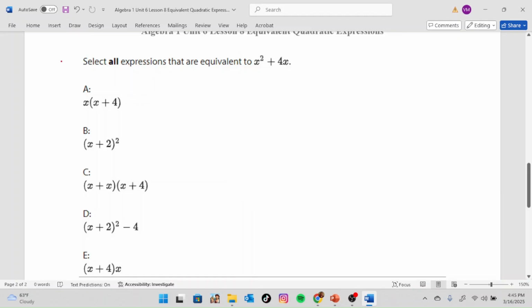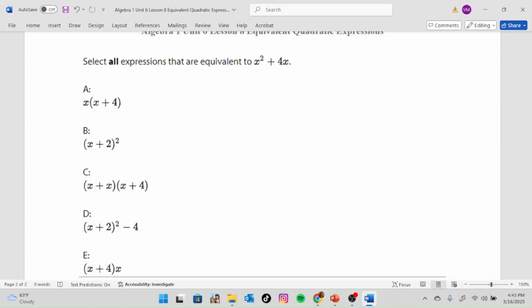Practice problem number 3. Select all expressions that are equivalent to x squared plus 4x. To solve this, we're going to use the distributive property and see if each of the choices matches the one they give us at the top.